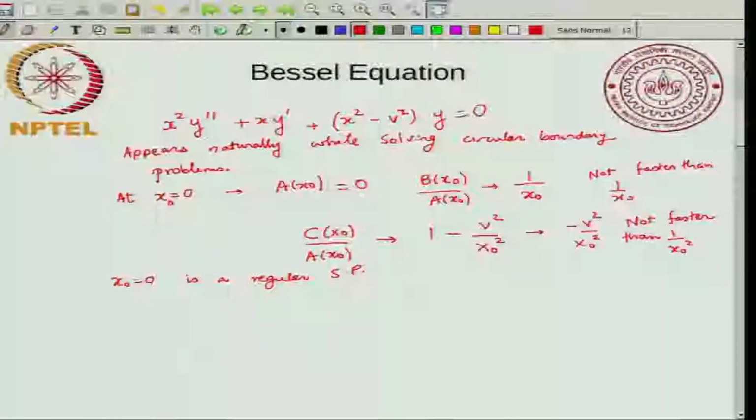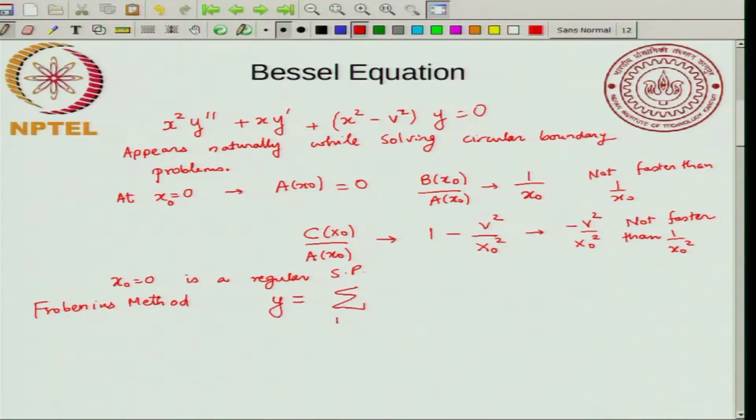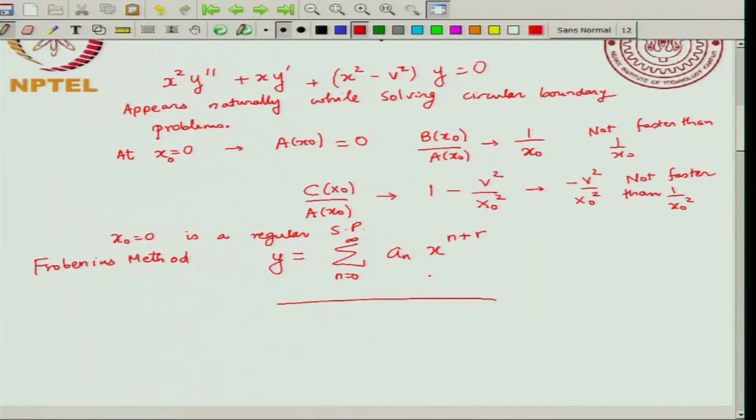Okay. If it is a regular singular point, then I can write my solution. Okay. So, I can use the Frobenius method and write y is equal to sum over n equal to 0 to infinity a n x raised to n plus r. Okay. So, I can write this as a solution. Okay. Now, once you write this as a solution, then you can take the first derivative and the second derivative and then substitute in that equation. Okay. So, let us do that.